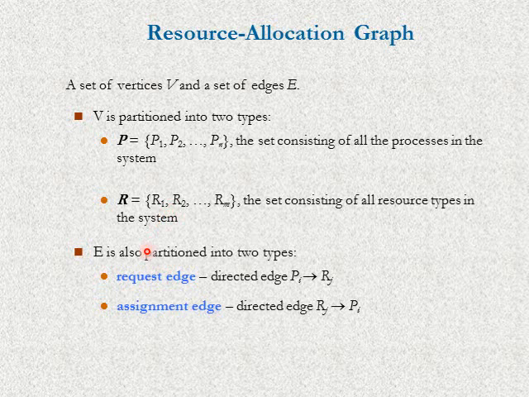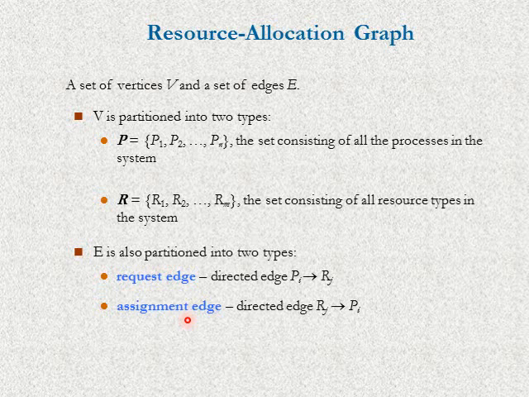And then there are also two types of edges. The first one is a request edge. If we have an edge from a process to a resource, it means that this process is requesting this resource. So it's a request edge. The second type of edge in this graph is an assignment edge. If we have an edge from the resource to the process, then this edge is termed an assignment edge.